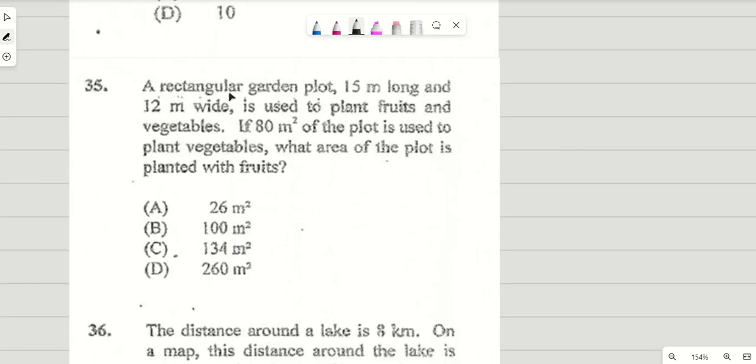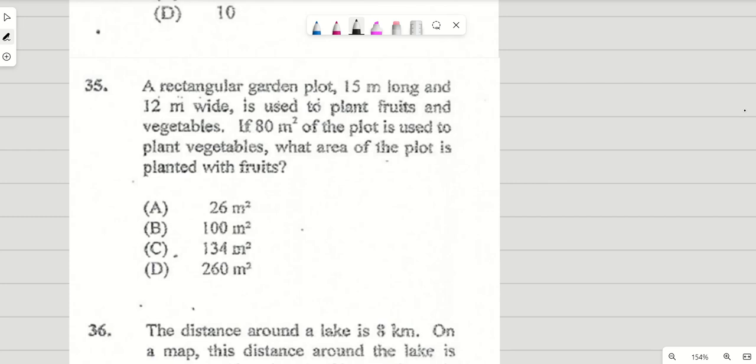All right, let's look at this one. A rectangular garden plot 15 meters long and 12 meters wide is used to plant fruits and vegetables. If 80 meters squared of the plot is used to plant vegetables, what area of the plot is used to plant fruits?